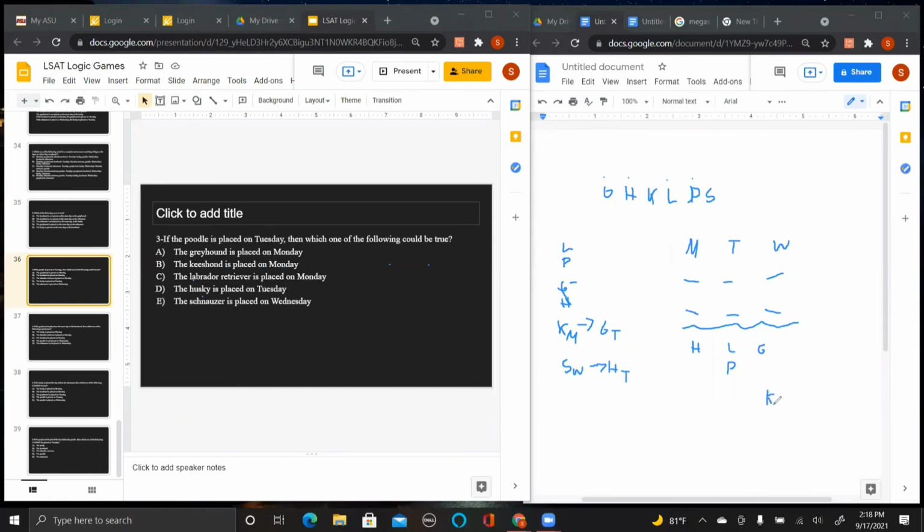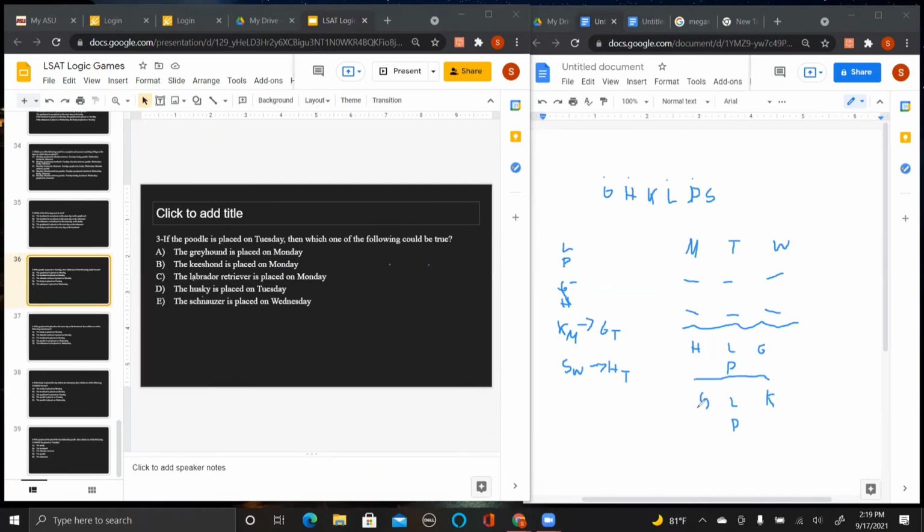Keeshond is on Wednesday and the Schnauzer is on Monday. Again, L and P are on Tuesday. That was the rule, right? We still don't know which of these is paired with H, which is paired with G, but we do know that this is how they must be. So which one of the following could be true?